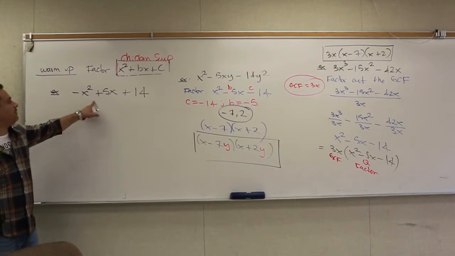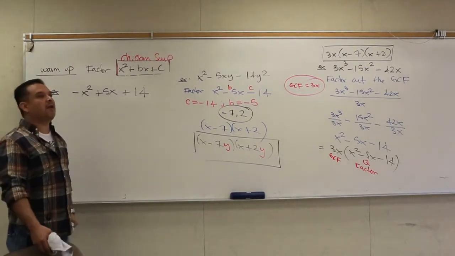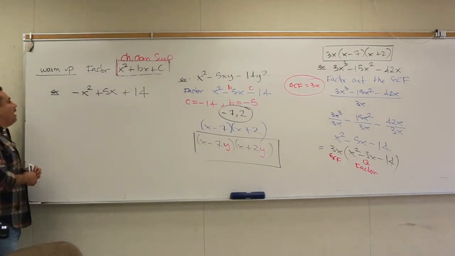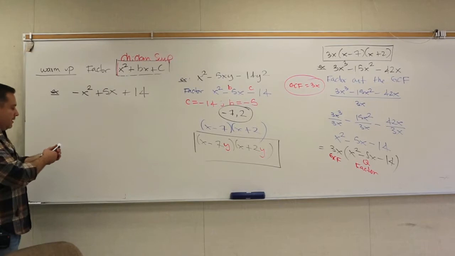All right, negative x squared plus 5x minus 14. I'm going to tell you guys, is this chicken soup? Why is that not chicken soup? This is a negative what?